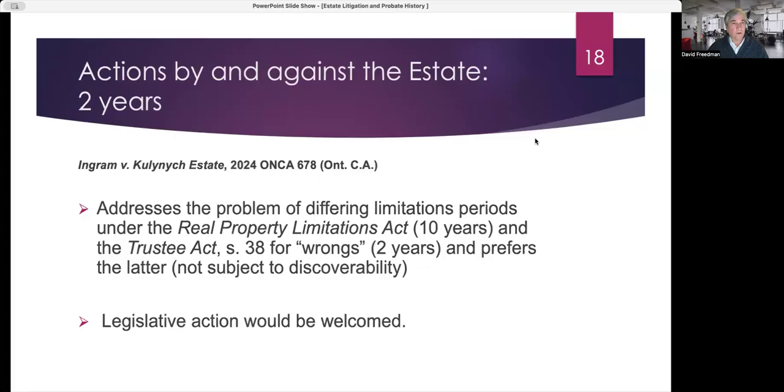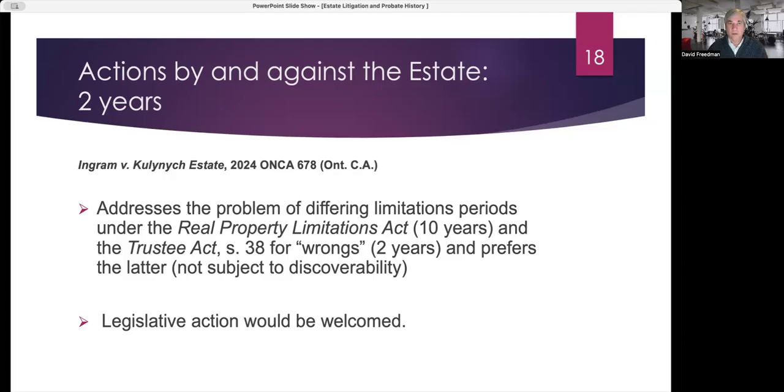There is a new case that's out, Ingram and Kolinich Estate. I think that's how it's pronounced. My apologies if I'm getting it wrong. This deals with an interesting question that arises in respect of land, but I think that the case stands for a proposition that goes beyond that.